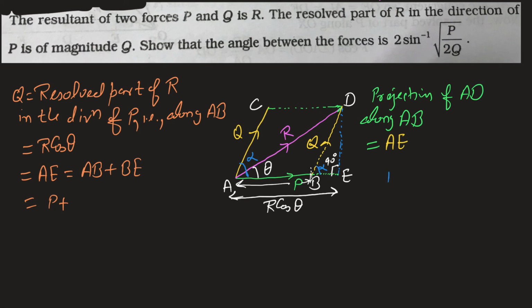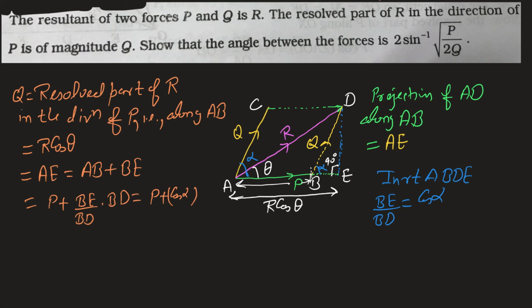So in right angle triangle BDE, BE upon BD is equal to cos alpha. You see, this is BE and this is BD. This angle is alpha, this is 90. So this is hypotenuse, this is base. Base upon hypotenuse is cos alpha. So BE by BD, so here can I write it as BE upon BD dot BD, from this thing is equal to cos alpha. So this will be P plus cos alpha, and BD over here you can see is Q.